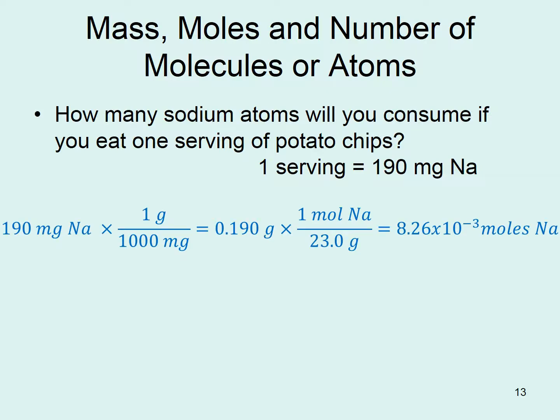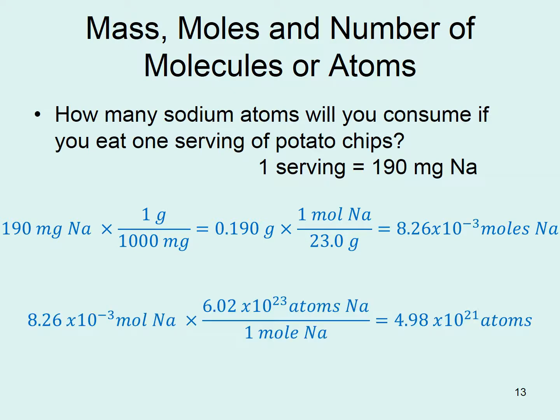The reason partly why I'm showing you this example is because realize that your mole to gram conversion can't be milligrams. It's grams per 1 mole. And so the first thing we need to do is convert our milligrams to grams. So 1 serving of sodium is 0.190 grams. And then if we divide by 23 grams per 1 mole, we find out that we have 8.26 times 10 to the minus 3 moles of sodium, or 0.00826 moles of sodium in that serving.